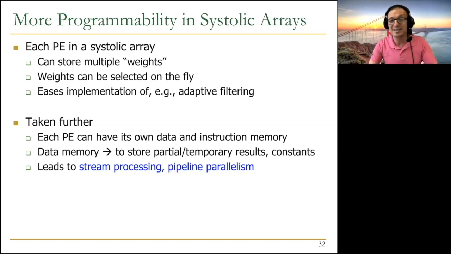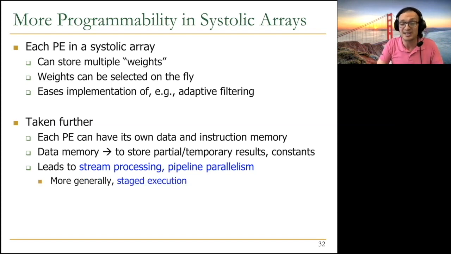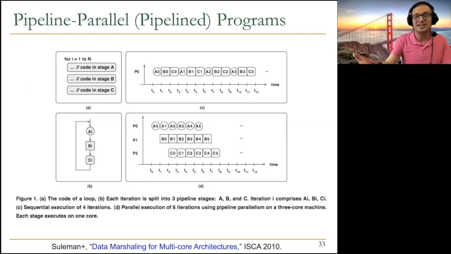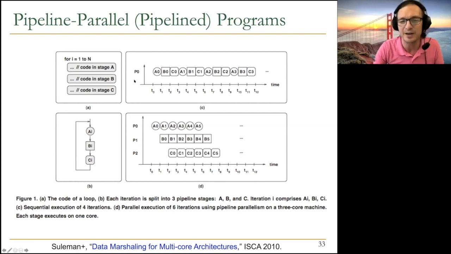Okay, so basically this idea of systolic arrays has actually led to a lot of bigger ideas about more general purpose ideas like stream processing and pipeline parallelism, and more generally staged execution as well. So what is staged execution? Let me talk about pipeline parallelism very quickly. So this is one way of parallelizing your code, and in fact, parallelizing an inner loop, for example.